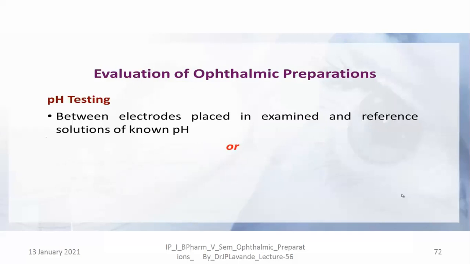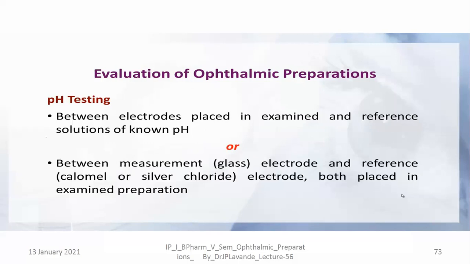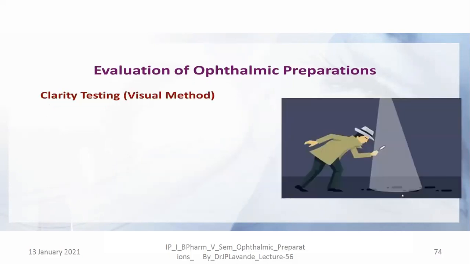The reference is nothing but the standard, the one whose pH is already known. With this, the pH of the sample is compared, by measuring between the glass electrode and the reference electrode, which is the calomel or silver chloride electrode. Both need to be placed in the examined preparation.